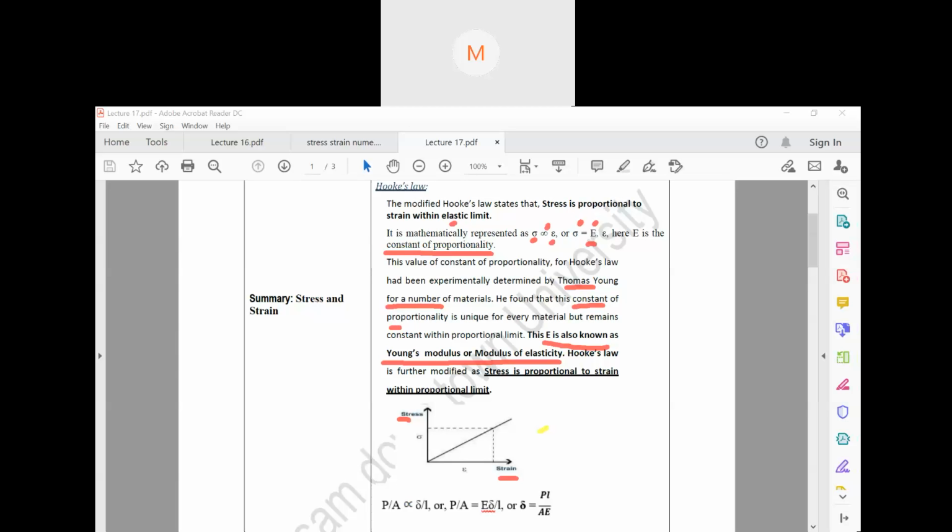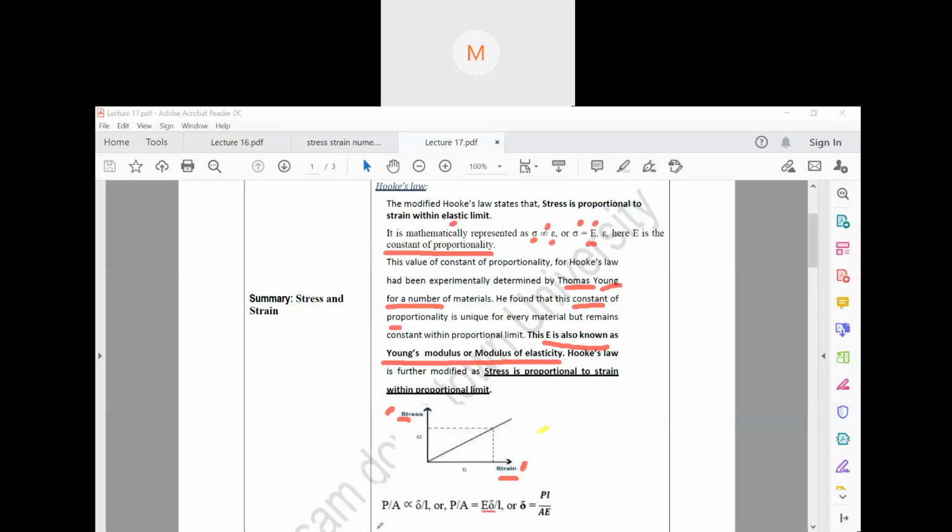Suppose the Young's modulus of steel will be different to that of iron. The Young's modulus of plastic is different. For different materials, the Young's modulus will be different. So this constant of proportionality was determined by a scientist called Thomas Young. So this is known as Young's modulus. That means Hooke's law can be stated that stress is directly proportional to strain.